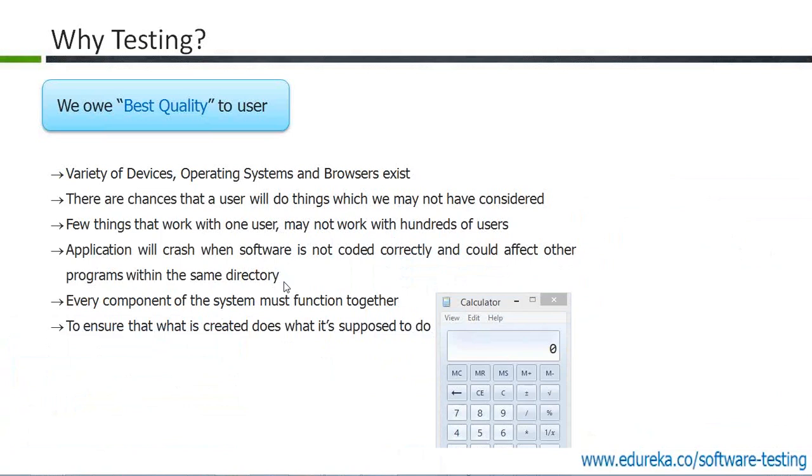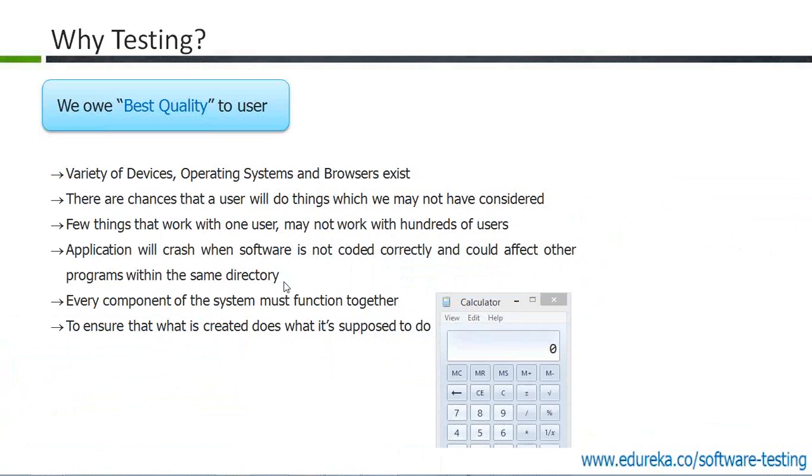Okay, so now the fifth statement: every component of the system must function together. As I told you, if the account summary is working, obviously fund transfer should also work. If fund transfer is working, then paying your credit card module should also work. You understood? So there is some interconnectivity.